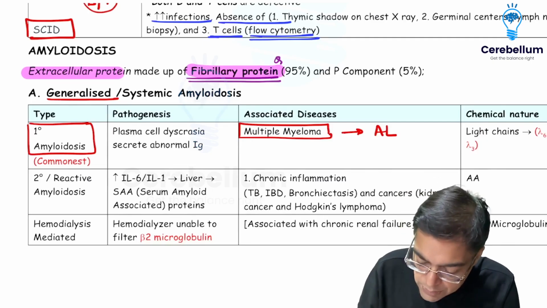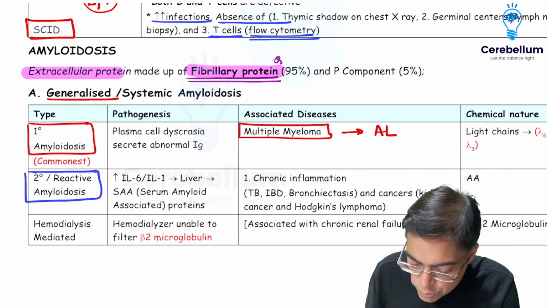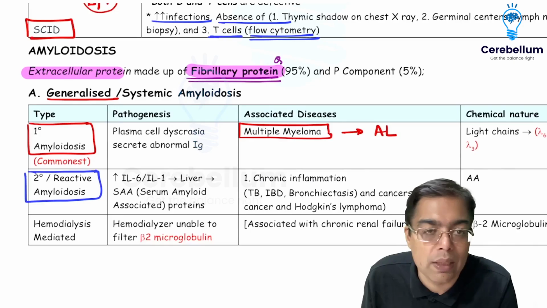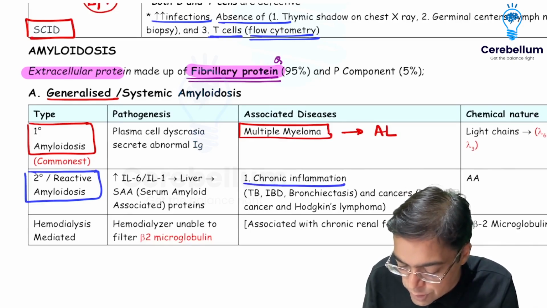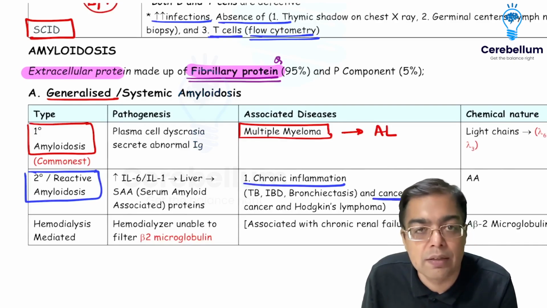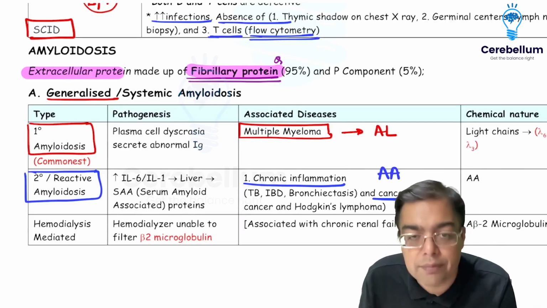We have a condition given the name secondary or reactive amyloidosis, that is associated with secretion of cytokines, interleukin 1 and 6, quite commonly associated with chronic inflammatory conditions and sometimes in association with cancers, Hodgkin's and renal cell carcinoma. And that is going to be associated with the nature of the amyloid protein as AA.